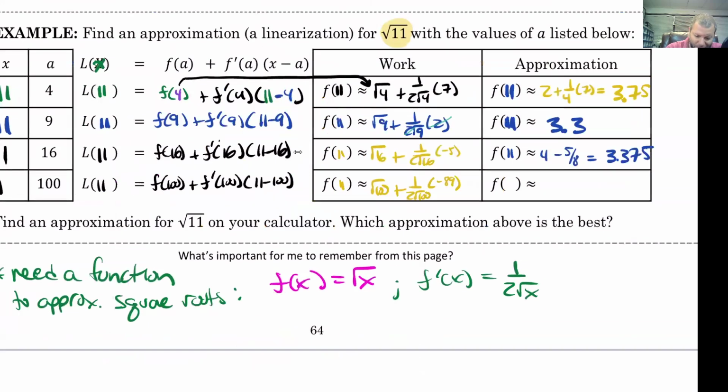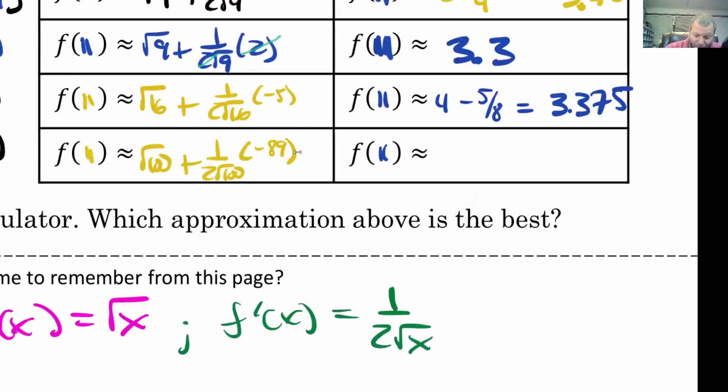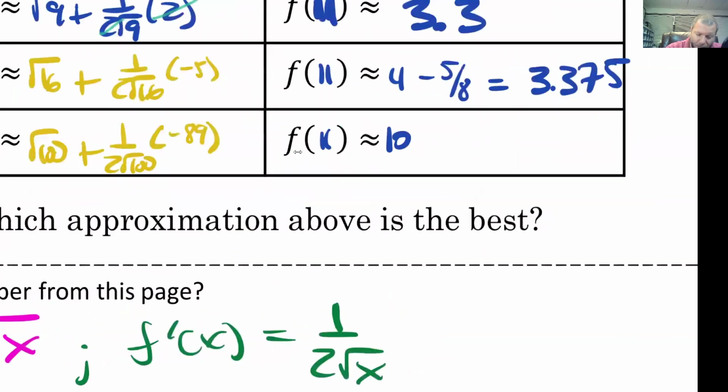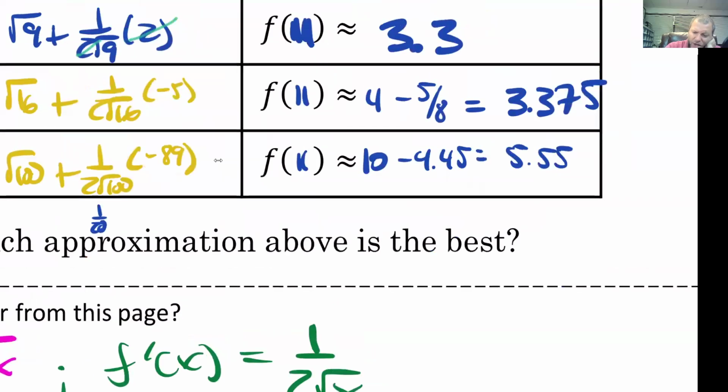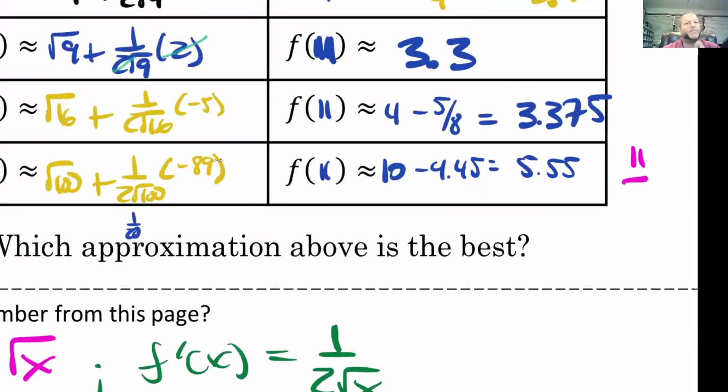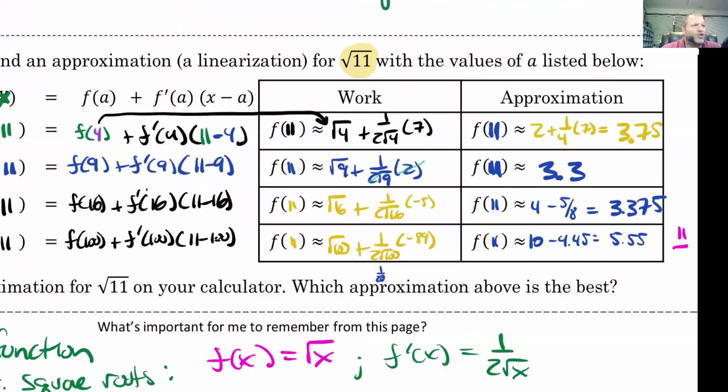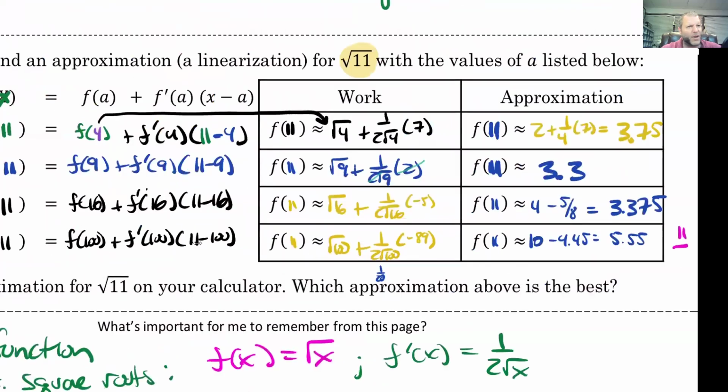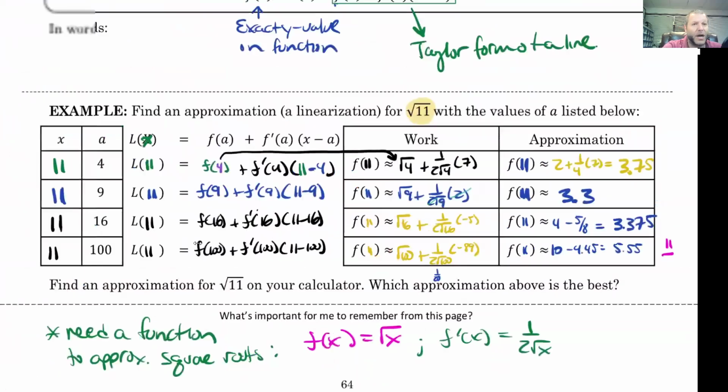And then finally, this last one's going to suck, right? Because we're using 100 to approximate 11. So we're going to get 10 plus this is going to be 1/20th. So negative 89 over 20. What's that going to be? Negative 4.45. So we're going to get 5.55 as our approximation, which is obviously pretty terrible. And again, the reason is because we're so far away from 11. We'll be able to visualize this with Desmos in a little bit, but this is kind of the idea of working with this linearization.